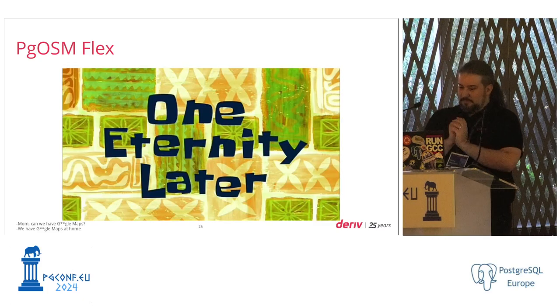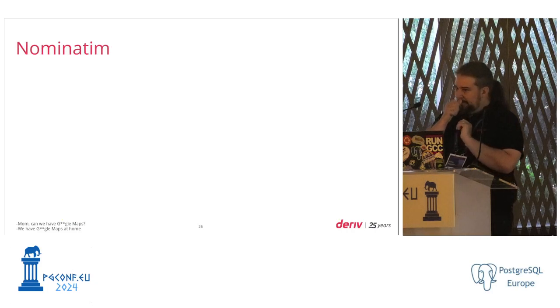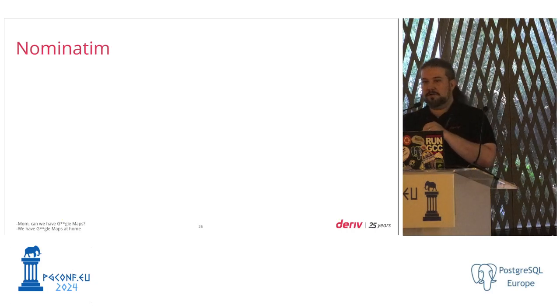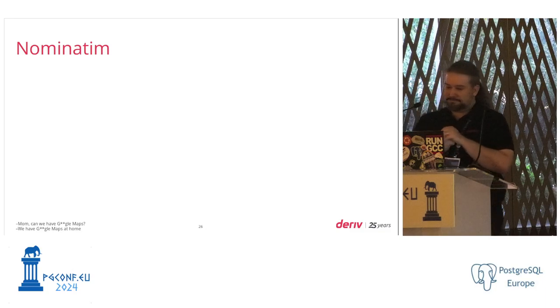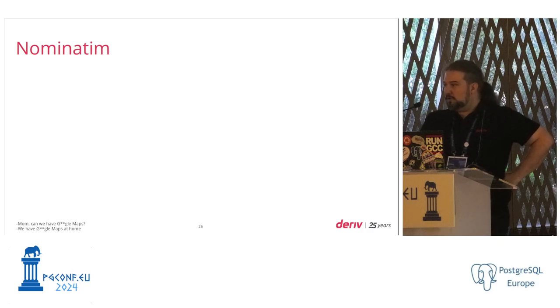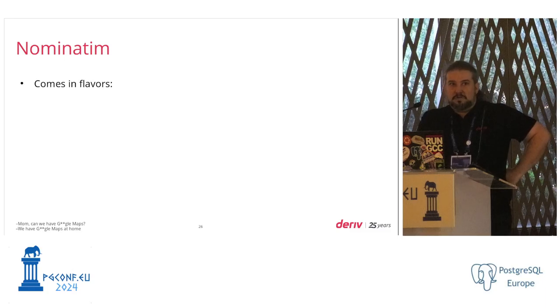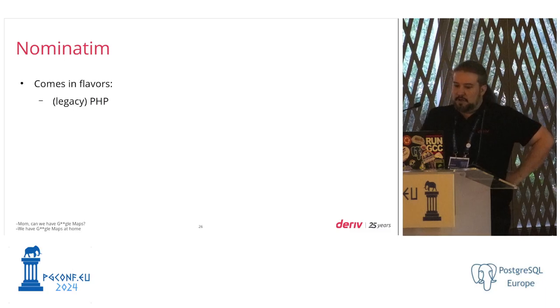So, a long time later, your data is ingested. How do you use it? Let's see an example with Nominatim. So you can index it with this geocoder, and you can use the geocoder as an API with some flavors that it comes in.